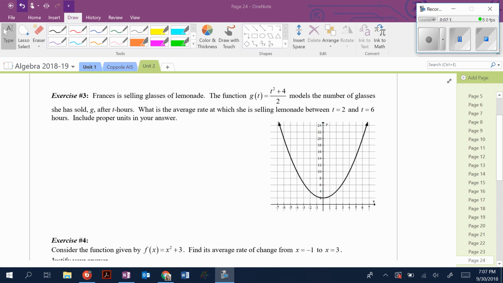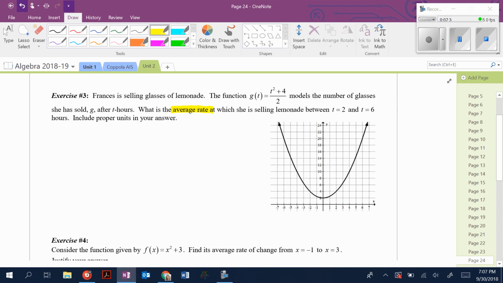All right, exercise 3, Frances, she's selling lemonade. It's a weird function. This is a quadratic function or a parabola. We'll talk more about that vocab later. But we're dealing with the model of glasses she's sold after T hours. What is the average rate at which she is selling lemonade?